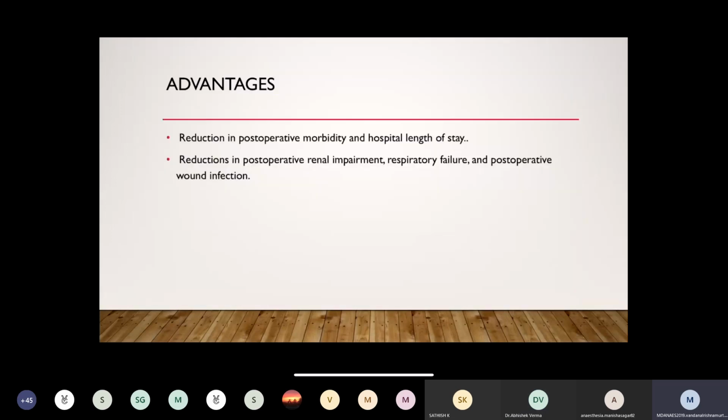Advantages of this: reduction in post-operative morbidity and hospital stay, reduction in post-operative renal impairment, respiratory failure, and post-operative wound infection.